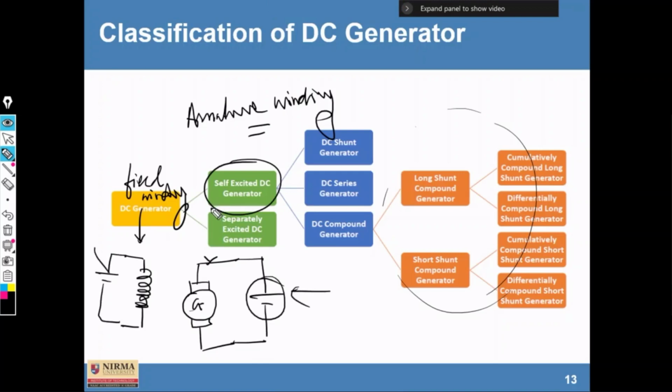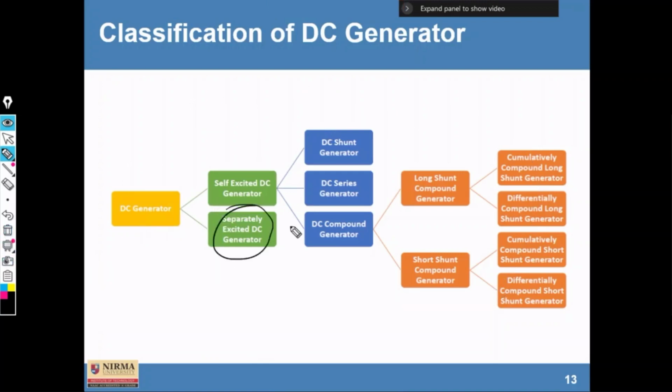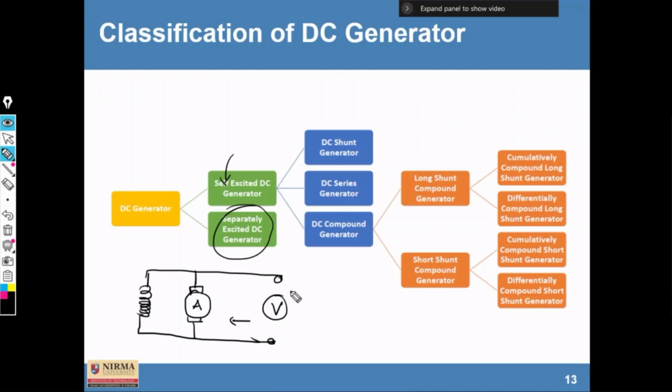Now, in case of self-excited generators, this is your armature winding, and this is the field winding. Suppose both are connected in parallel, then this kind of generator is known as a shunt generator. Clear? And if both these windings are connected in series, then it is known as a series generator.